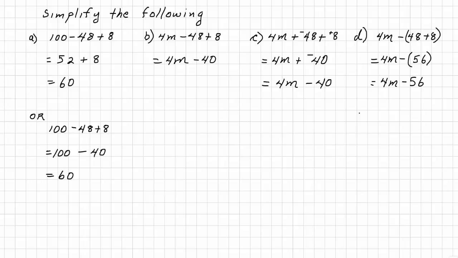To recap, in the first example, we have 100 minus 48 plus 8, which is the same as 100 minus 40. In the second one, 4m negative 48 plus 8, you end up with 4m minus 40, or 4m plus negative 48 plus positive 8, which gives you, again, 4m minus 40. But the final example, when it's in brackets, it's not the same as the previous three examples. Now I want to get back to the original equation that we were going to do and show you how all of this recap applies to it.